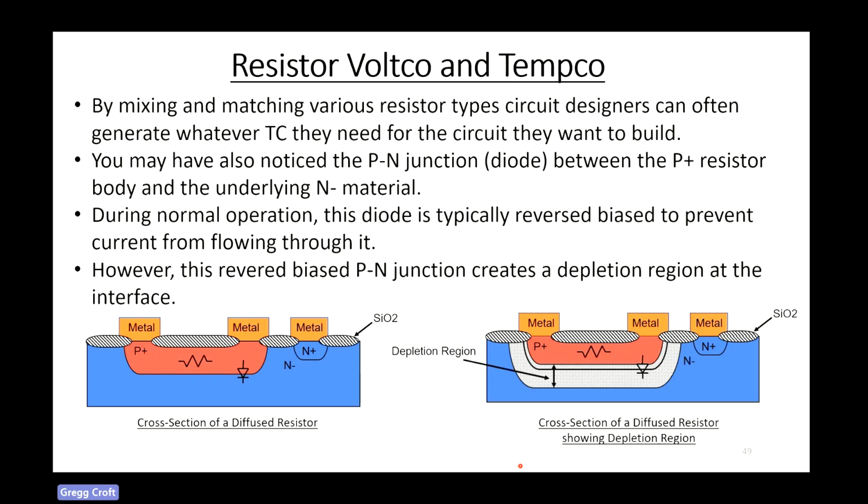You may have also noticed that there's a PN junction, a diode, in this resistor, and it's formed between the P plus region and the body of the underlying N minus material. So during normal operation, this diode is typically reverse biased to prevent current from flowing through it. However, that reverse biased junction creates a depletion region, and I'm showing what that depletion region would kind of look like over on the right-hand side here.